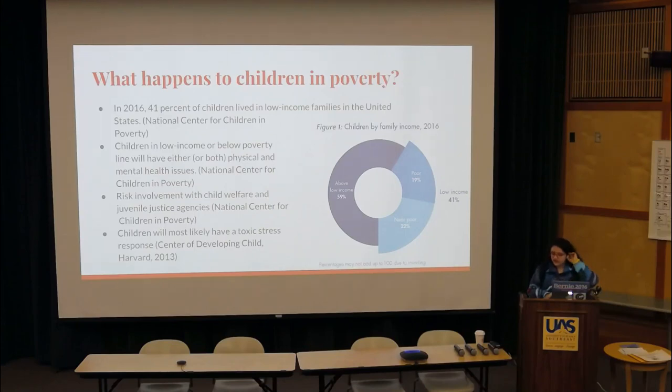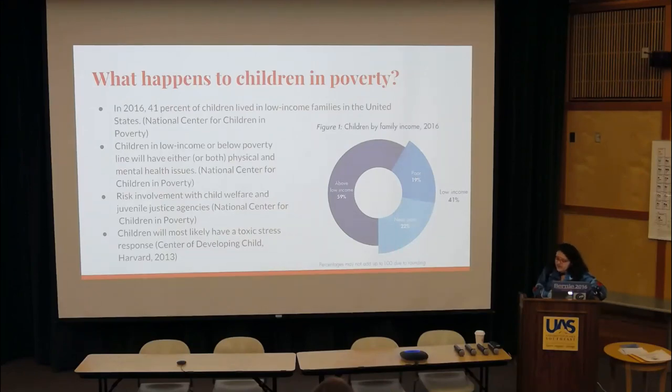Children who are in low income or below the poverty line will have either physical or mental health issues. There's also a risk of involvement with child welfare and juvenile justice agencies. And children will most likely also have a toxic stress response.